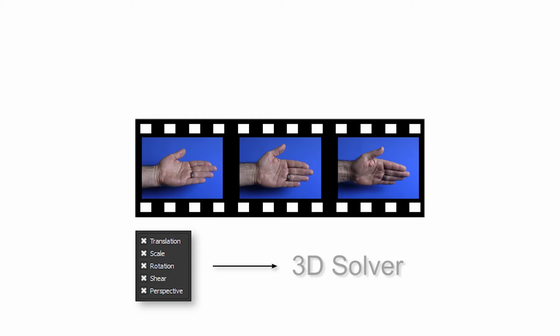In our final shot, you see a hand that is rotating, but it's not rotating around the camera z-axis. This is a perspective change on the plane of the hand. This type of shot should be tracked in Mocha with translation, scale, rotation, shear, and perspective. This type of motion can only be solved by MochaBlend's 3D solver.